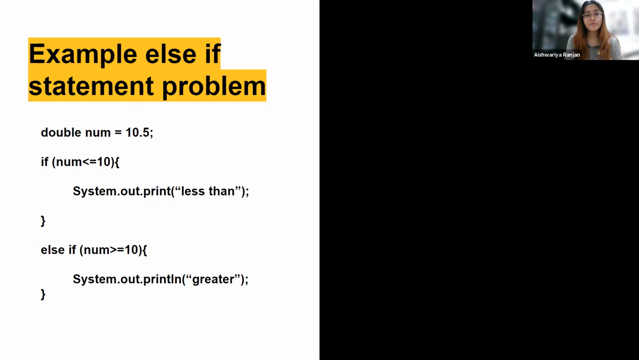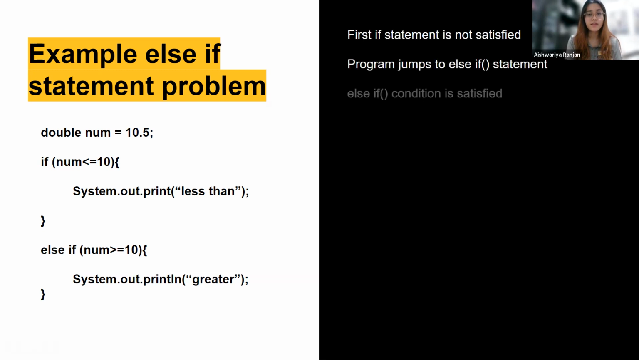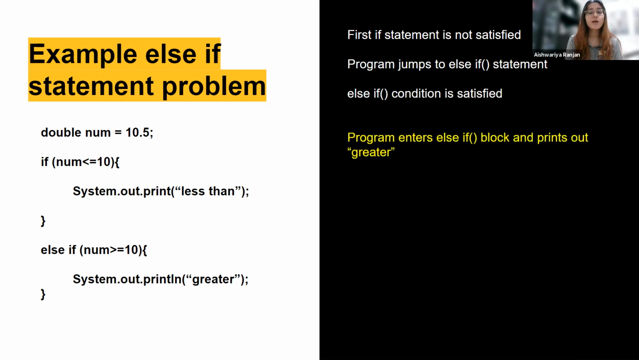Now we have the same problem, but a small change: if the number is less than or equal to 10, we print out less than. Otherwise, we have another condition to check. If it's greater than equal to 10, then we print out greater. So in this case, 10.5 would go to the else if because the if is not satisfied, and it would print out greater.